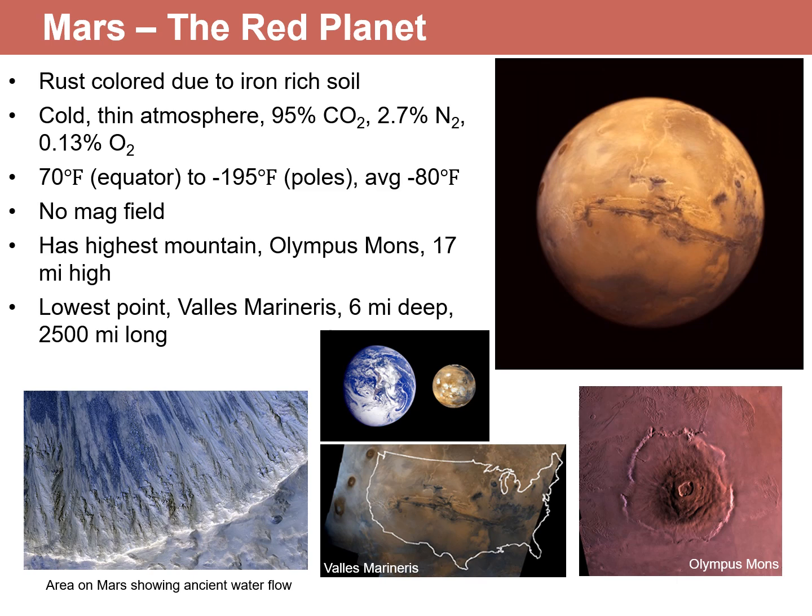So those are the two features on Mars which are very prominent and make it unique in the solar system. So one, that it's red.